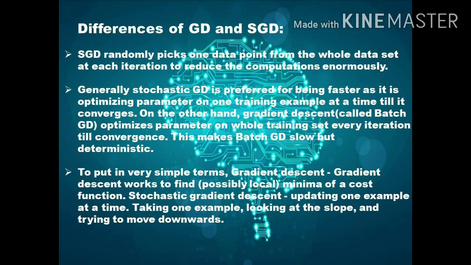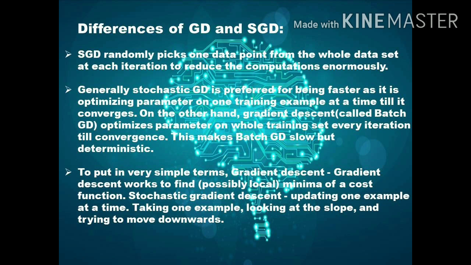Now let us see some differences of gradient descent and stochastic gradient descent. Stochastic gradient descent randomly picks one data point from the whole dataset at each iteration to reduce the computations enormously. Generally, stochastic gradient descent is preferred for being faster as it is optimizing parameters on one training example at a time till it converges. On the other hand, gradient descent, called batch gradient descent, optimizes parameters on the whole training set every iteration till convergence. This makes batch gradient descent slow but deterministic.